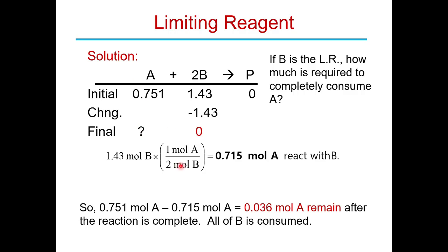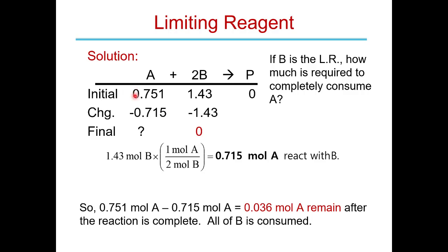Well, according to the stoichiometry, we react 1 mole of A for every 2 moles of B, so we just divide 1.43 by 2, and that tells us that 0.715 moles of A are going to react with B. All right, so what's our change going to be here? It's going to be minus, because we're losing that number of moles, 0.715.